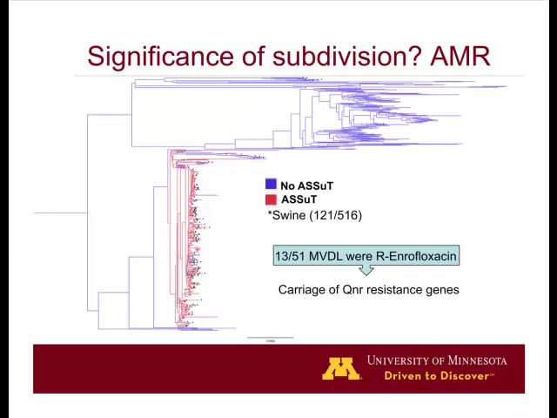Interestingly, among other genes that we found, in the 51 isolates from the MVDL, 13 of them were resistant to enrofloxacin, so would belong to that 10 or 15 or 20% percentage that I mentioned in one of the first slides. And in all of them, we found QNR resistance genes, which are kind of a cause of concern because those are plasmid-borne, so those should be fairly mobile. And we found them in all those strains that were showing a resistant phenotype.